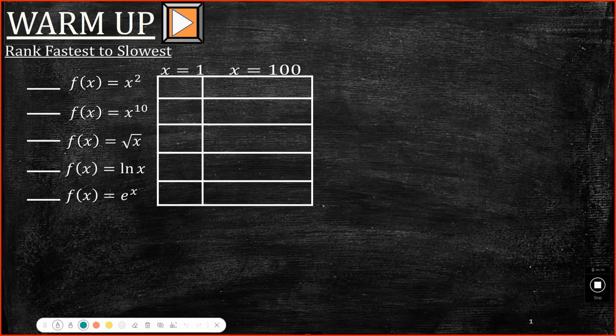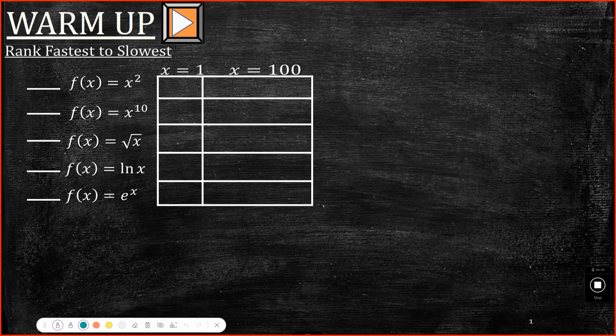Okay, so warm up: rank fastest to slowest functions. So you've got these 5 functions. The top one here is f of x equals x squared.